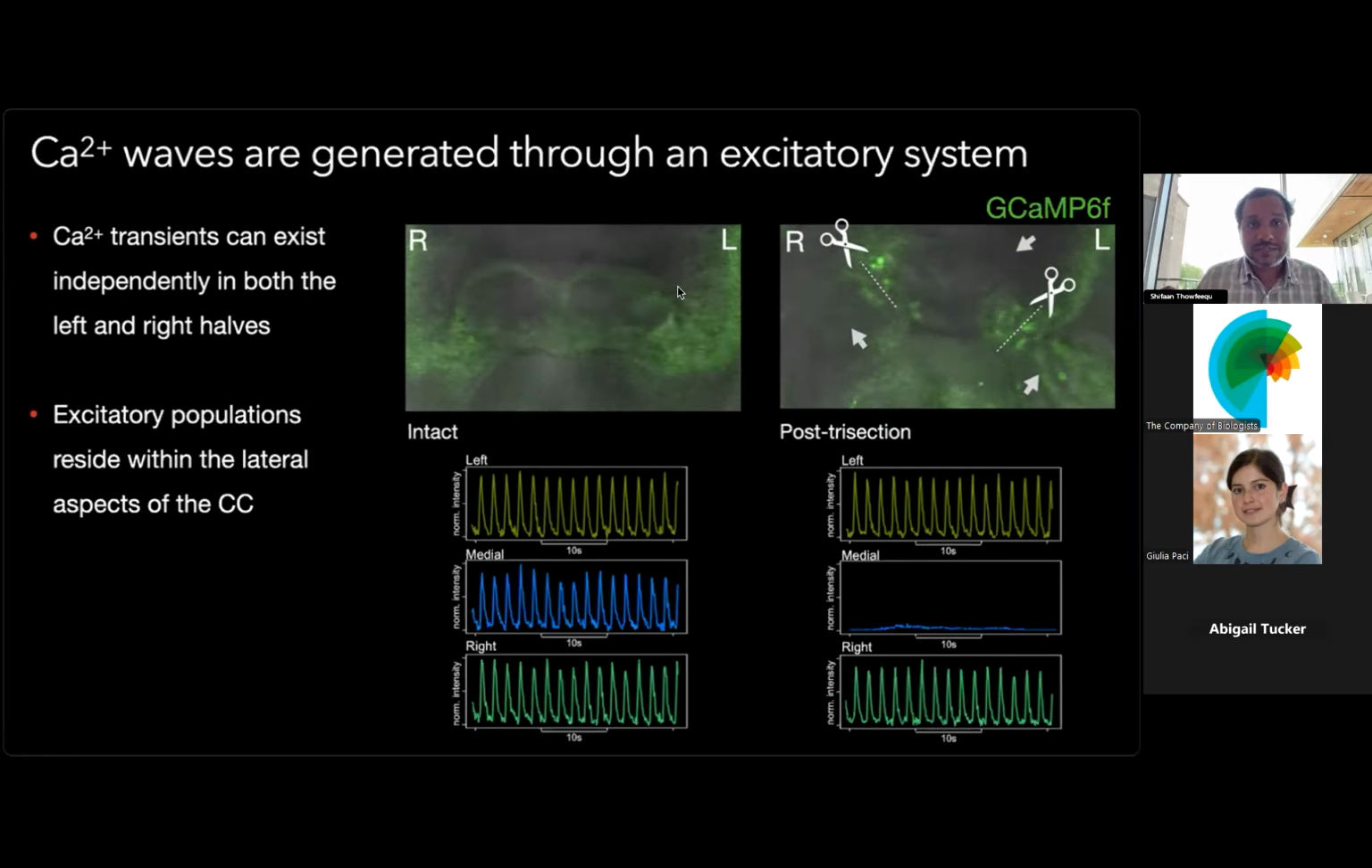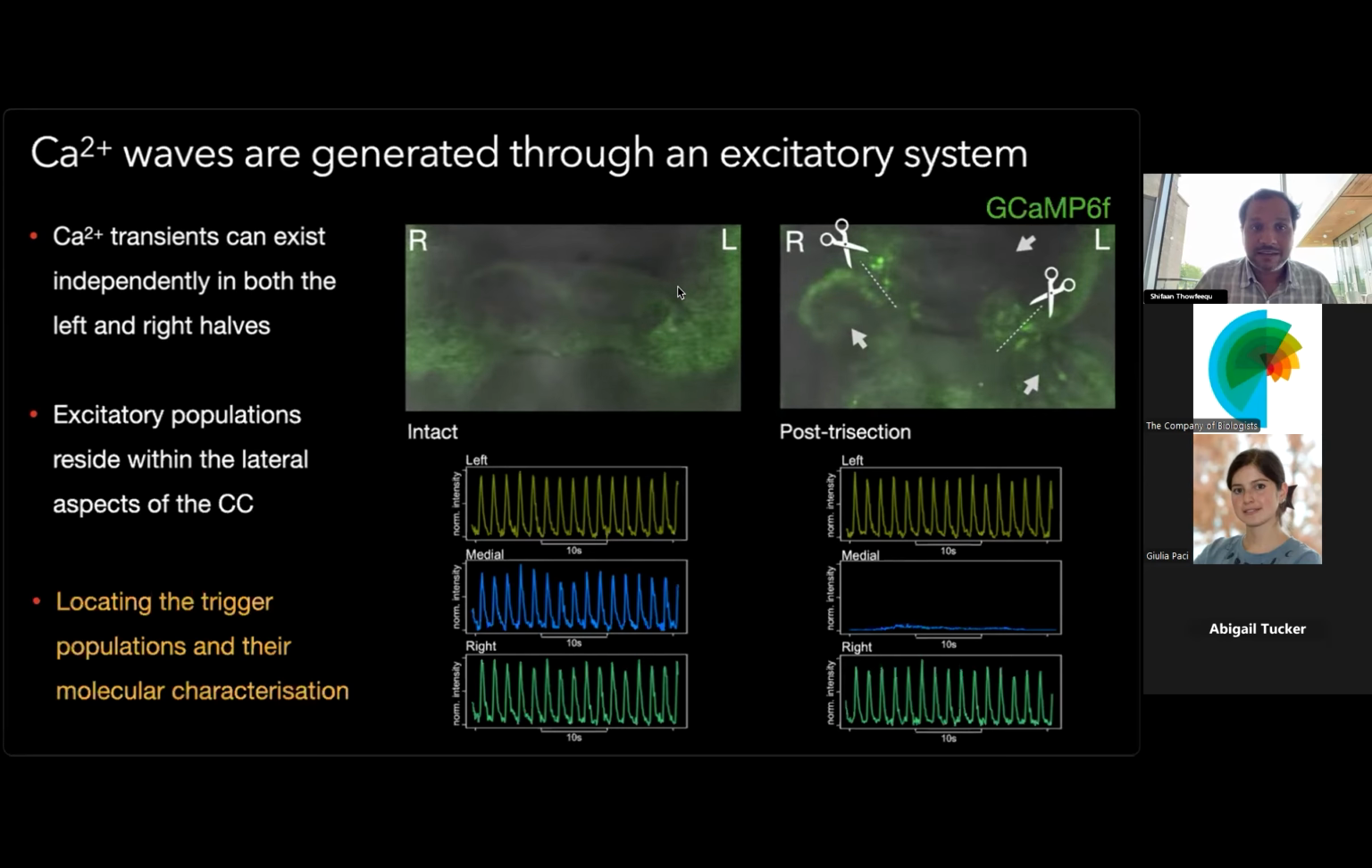So this showed that even at these early stages, when there are no cardiac pacemakers or a conductive system or innervation, the wave is still dependent upon excitatory cell populations. And these populations reside within the lateral aspects of the cardiac crescent. So the next step was to try and locate where this trigger population was exactly, so that we could do a molecular characterization of this population and also do functional studies to see if it can act as the pacemaker at these early stages.